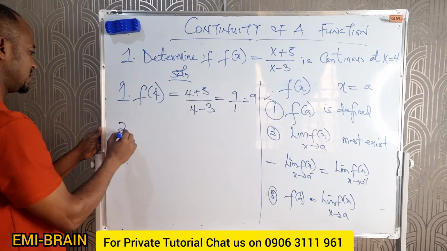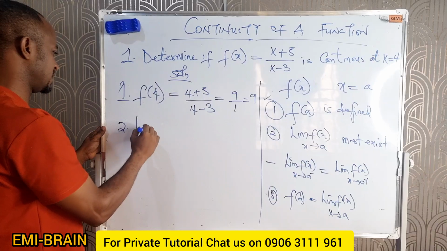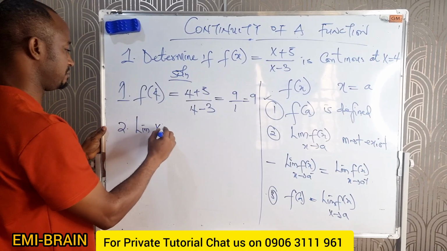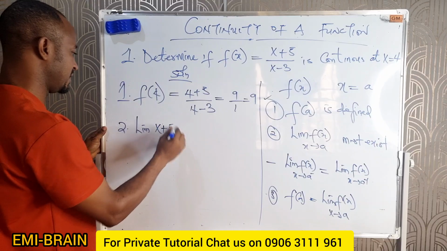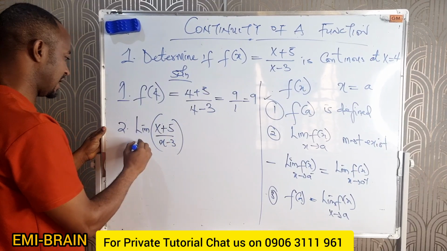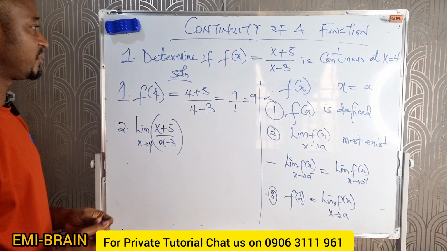The second is to define the limit of f of x. The limit of x plus 5 divided by x minus 3 as x approaches 4.